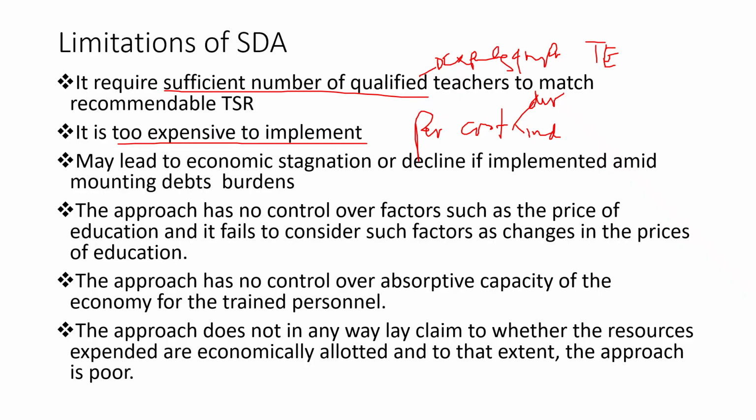It's too expensive, because education is a social service. Sometimes it will require a huge investment to ensure that the population of school-going age with the qualification to join the education system is in the pipeline. So it's very expensive to implement because of the per unit cost, which rises with the size of the population. It may lead to economic stagnation or decline.